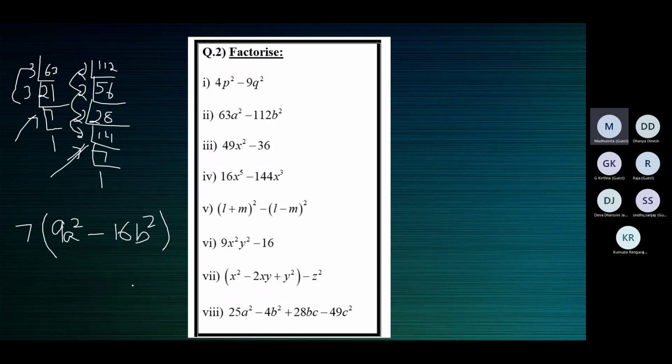Ma'am, 2 into 2 into 2 into 2, ma'am. Yeah, now tell me like 9a square minus 16b square. Work it and tell me. Okay, ma'am. Ma'am, 16 into x to the power 5 minus 9x cubed, ma'am.